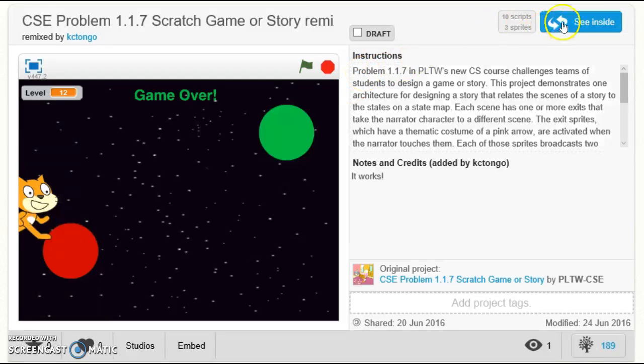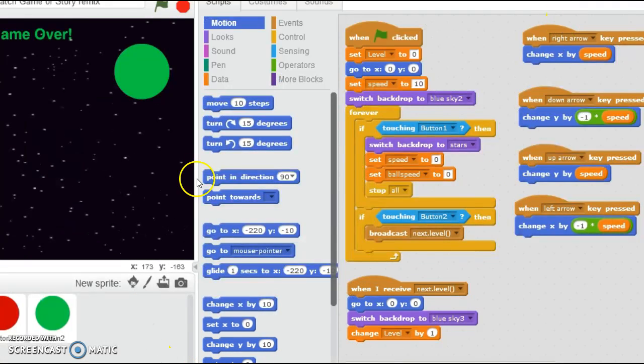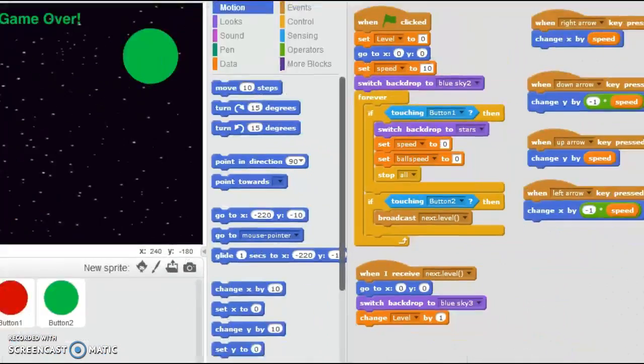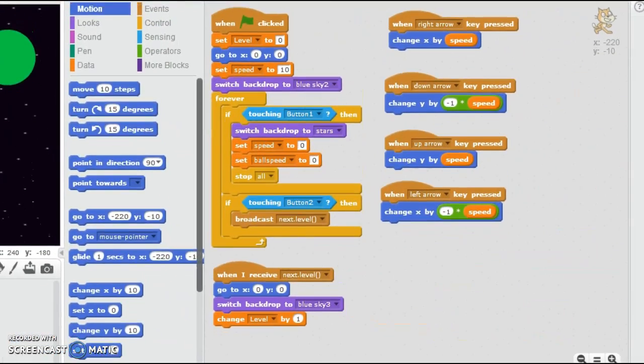So if we take a look at the code, let's see inside what we have here. Oops, well, we'll look at the code over here. So this is the code for the cat, and when the start is clicked, it sets a level, it does all the initializations. This speed right here controls how far the cat moves with each click, sets the initial backdrop, and then starts a forever loop that essentially is testing whether or not the cat's touching one of the other two sprites, the red one or the green one.